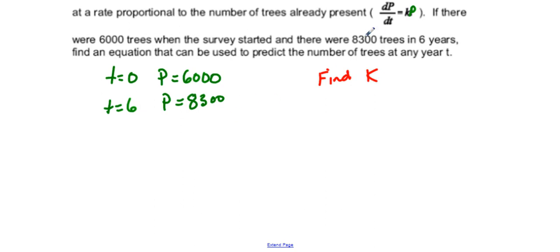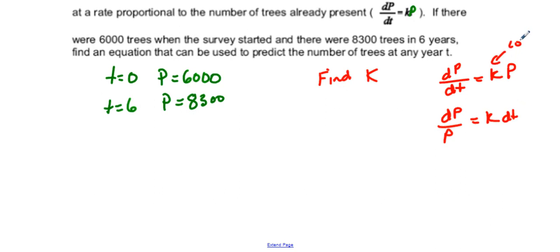When you solve this initial condition, we went through this, and we know that dP/dt equals k times P. Separation of variables: dP over P equals k times dt. k is a constant of proportionality. That is our constant, not a variable. t is our variable, and P is our variable. So we need to integrate this.